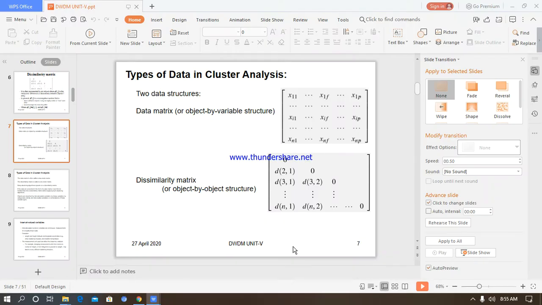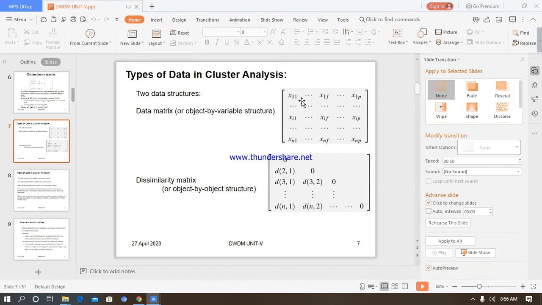Hello, and in the series of data warehousing lectures, this is the second video for the cluster analysis only, and the continuation of the previous topic. As I told you, there are two types of data in the cluster analysis. Two data structures can be used. One is the data matrix and second one is the dissimilarity matrix.